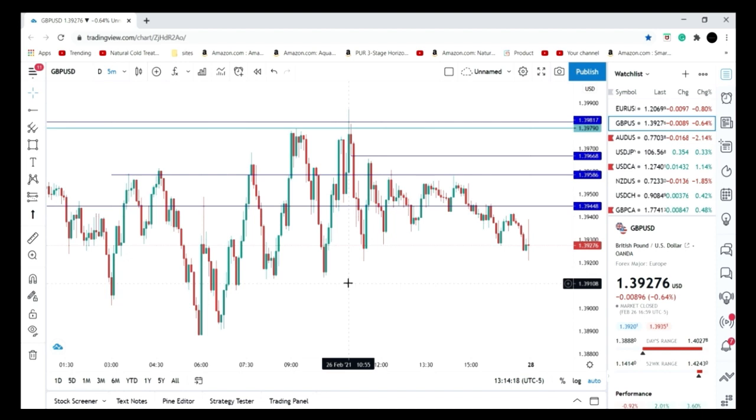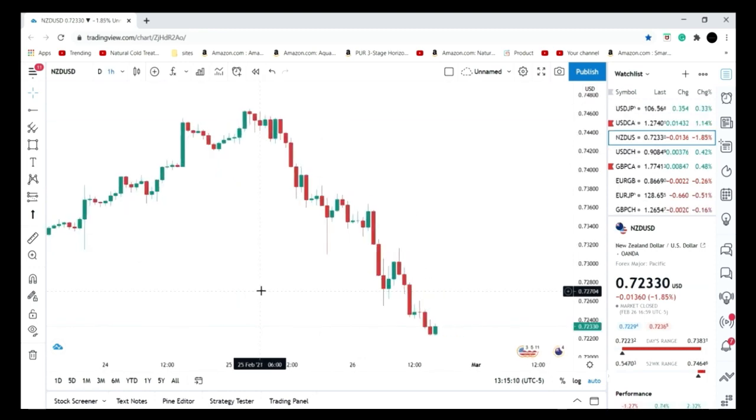Basically, straight to the point. It couldn't close. That's why I took the trade. Okay, so let me go to another example. Okay, guys, so here's another example right here.